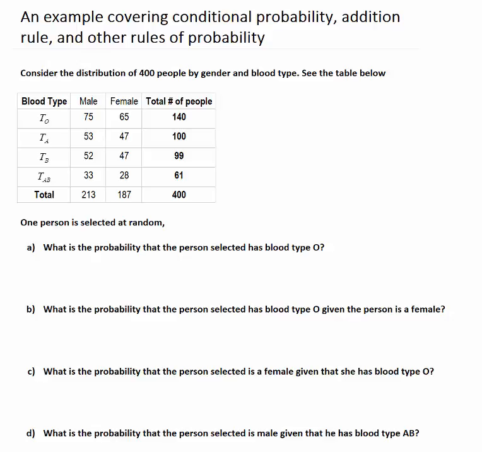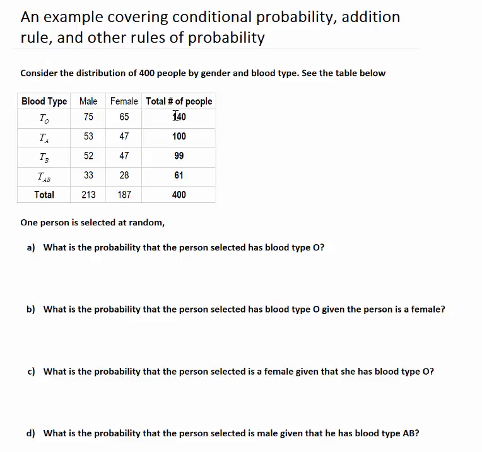Let me explain the table first quickly. First of all, as you can see, in the first column is the blood type, and in the first row is the gender, male or female. Let me tell you what 75, for example, means here. It means there are 75 males who have blood type O.